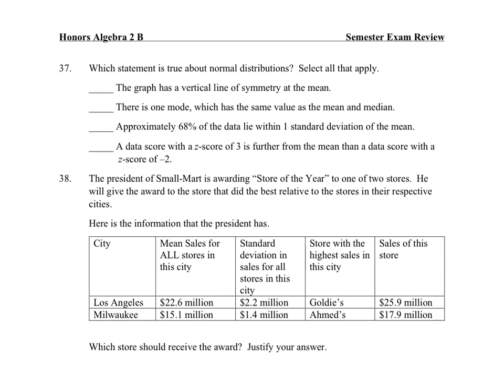Which statement is true about normal distributions? The graph has a vertical line of symmetry at the mean. That is correct. There is one mode, and it is the same as mean and median. That is correct. 68% of the data is within 1 standard deviation. That is correct on both sides. And then a data with a z-score of 3 is further than a data with a z-score of -2. So this just means 3 to the right, and the -2 means 2 to the left of the mean, so that is correct as well.